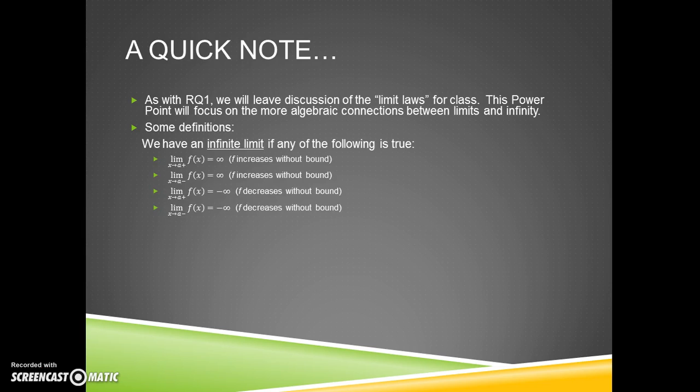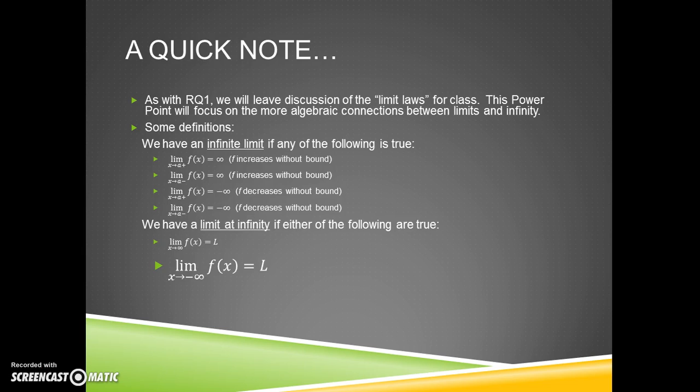Some quick definitions. We have an infinite limit if any of the following is true. The limit as x goes to a, either from the left or the right, of f of x equals positive infinity or negative infinity. If the limit is equal to positive infinity, we say the function increases without bound. If the limit is negative infinity, the function decreases without bound.